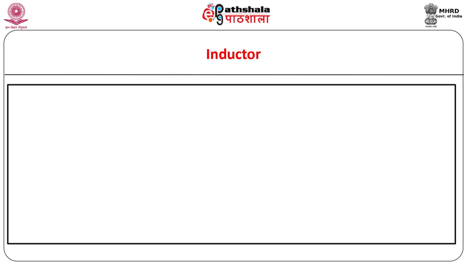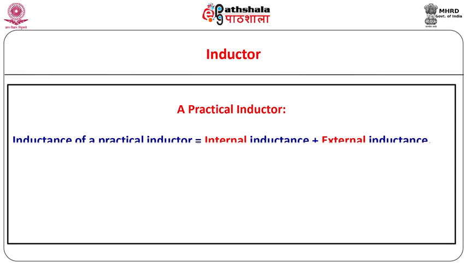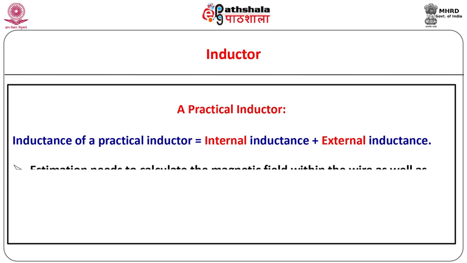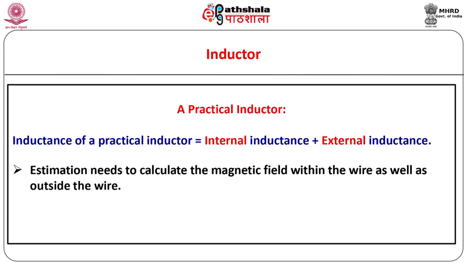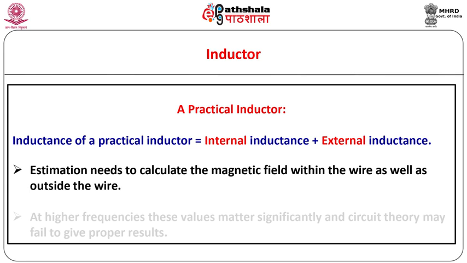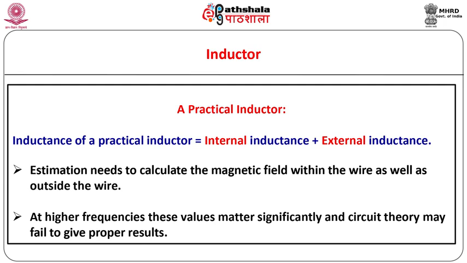The inductance L of a practical inductor comprises of two parts, namely internal inductance and external inductance. For determining these values, we need to calculate the magnetic field within the wire as well as outside the wire. Unless we determine the inductance values accurately, the results obtained by circuit theory will not match with the experimentally observed ones. At higher frequencies, these values matter significantly and circuit theory may fail to give proper results.